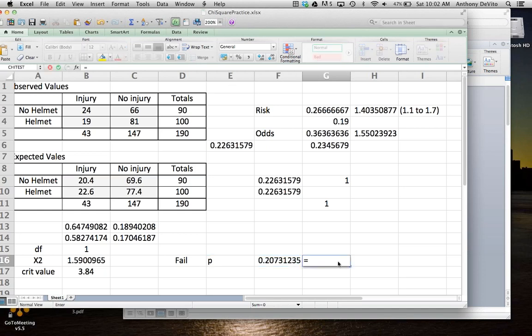And if you want to just confirm that, CHIINV changes the probability, the p-value, comma, for 1 degree of freedom, back into a chi-square value. So it's really the same chi-square. It's really that you've checked that the p-value really is represented by that chi-square value, in case you want to do that. So I think we've beaten this to death, right? So let's move on to the next problem.